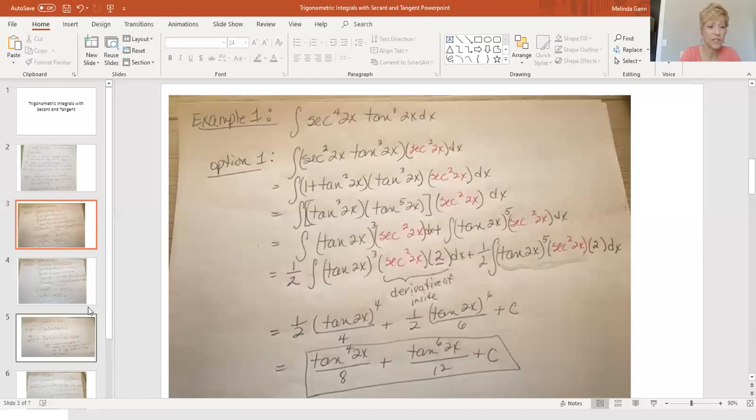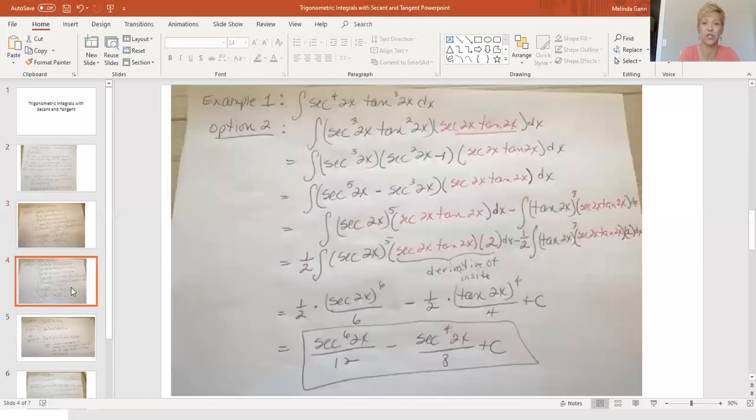Okay? So now let's go look at your option 2. Same problem. Okay? It's the same problem. But this time I thought, well, what if instead of saving a secant squared, what if I saved a secant times a tangent? So if I saved 1 secant and I had 4, that would leave me 3. If I saved 1 tangent and I had 3, that would leave me 2.